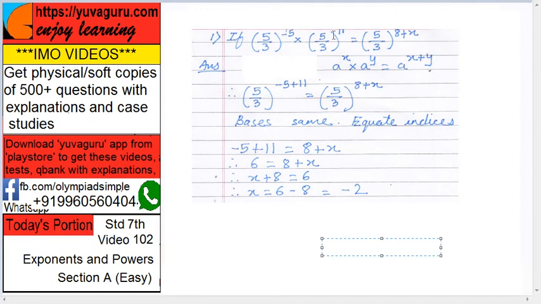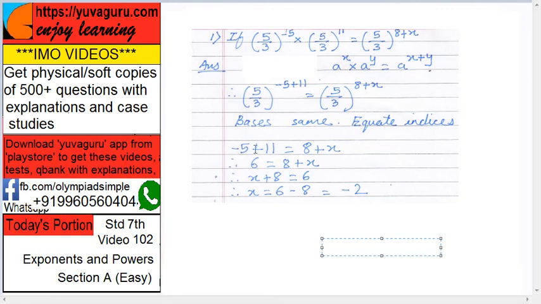So the left hand side will become what? (5/3)^(-5+11), right? And the right hand side as it is, (5/3)^(8+x). So the bases are the same, so we can equate the indices. So -5 + 11 = 8 + x, right? Always remember, if the bases are the same in maths, you can definitely equate the indices.